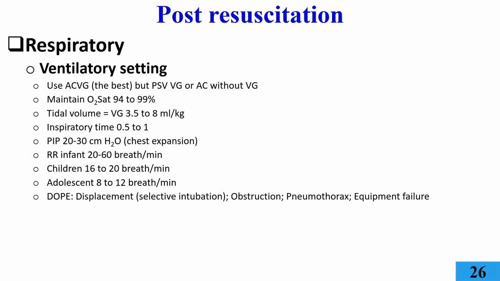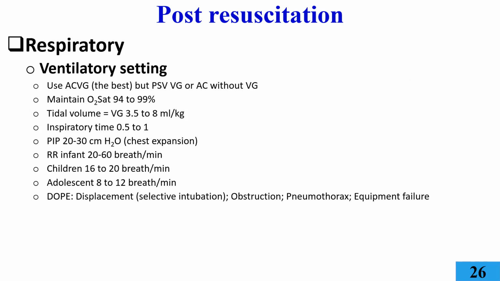Ventilatory setting: the usual setting that we start is assisted control volume guarantee, ACVG. Or sometimes we use pressure support ventilation plus VG. Or sometimes we just use assisted control without VG, depending on the situation. Saturation monitor should always be checked.